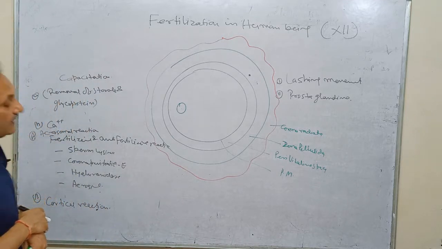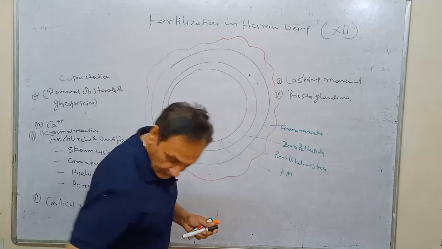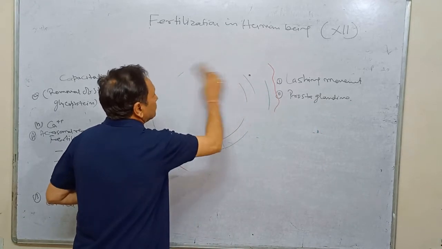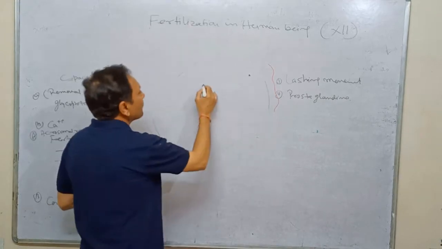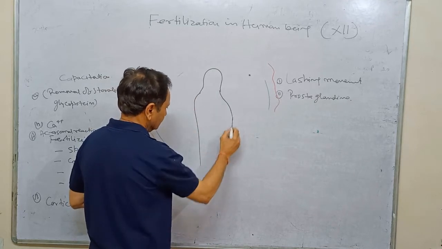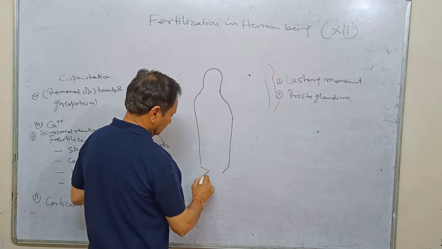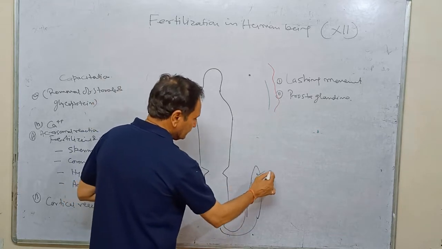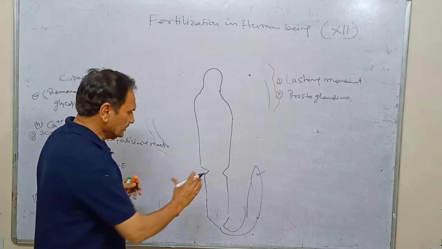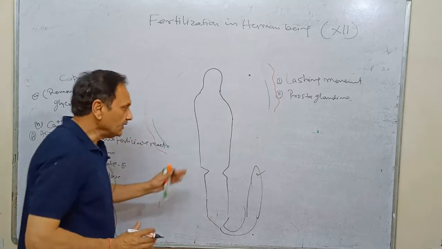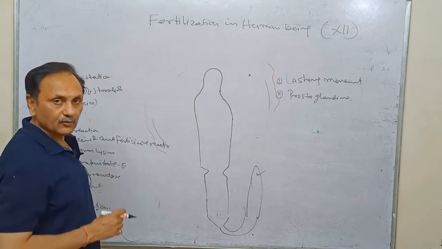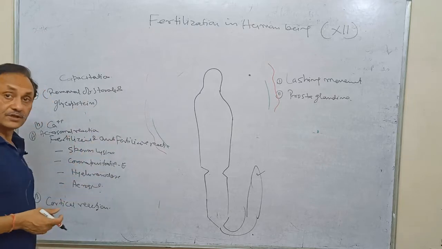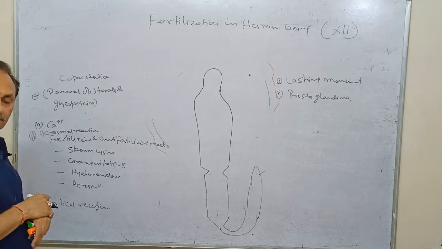immediately, by the lashing movement, as you know, the sperm has this type of structure. This tail is present, and the tail's lashing movement is responsible for the movement of the sperm inside the female reproductive system, from the vulva to the vagina to the uterus, and from the uterus it has to go to the fallopian tube.